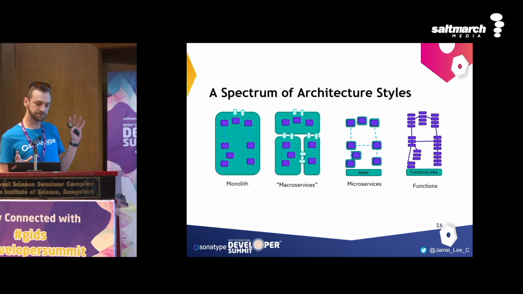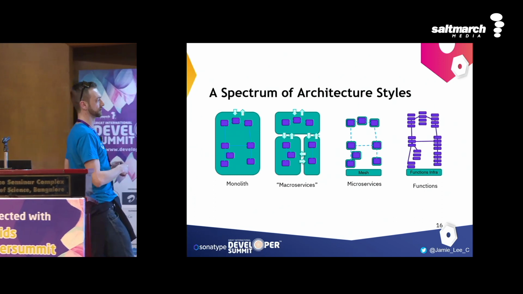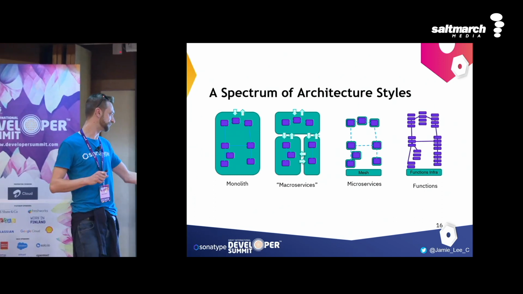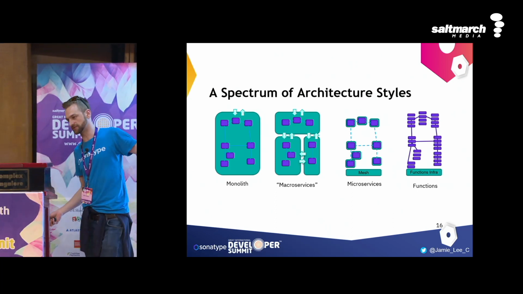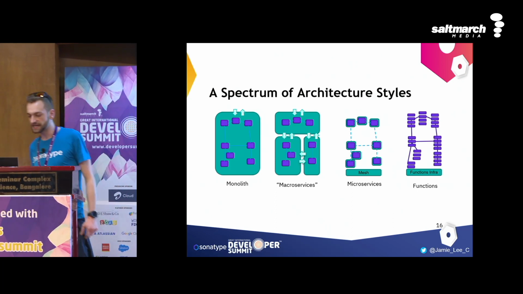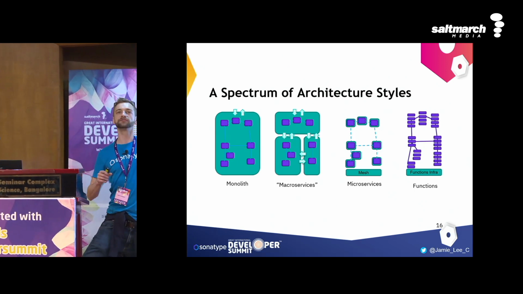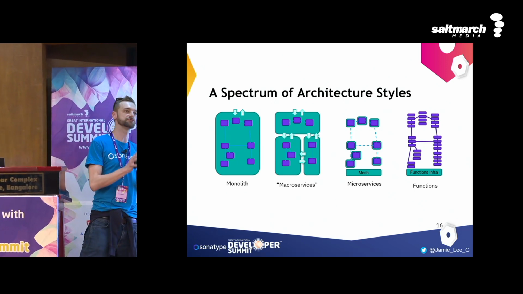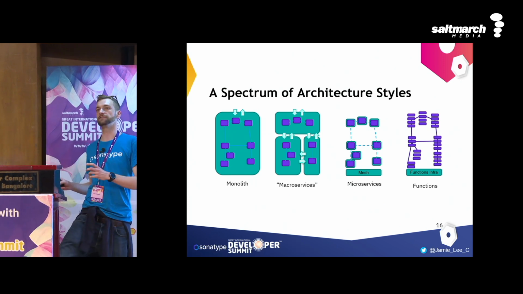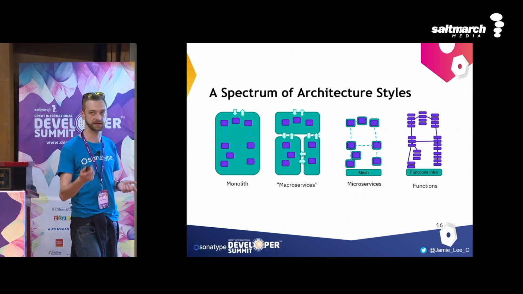So this is kind of the different spectrum of architecture styles we have. The macro service is a debatable architecture style, but essentially we had our monoliths. So a macro service, if you've heard of them, is not a distributed monolith. A distributed monolith is what I would call a well-architected monolith.